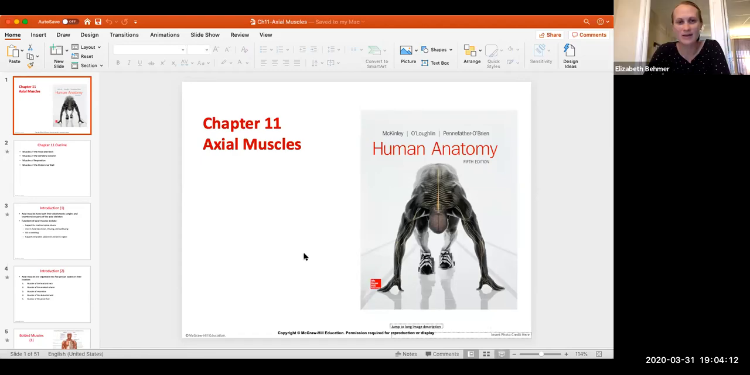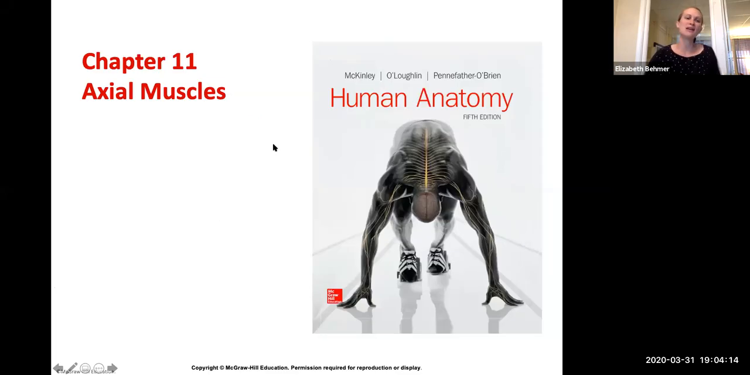All right, so welcome. If you're joining us online later, we're going to talk about chapter 11. This is the axial muscles. You guys will have a quiz on all of the muscles found in your Lab 3 exam study guide on Thursday, and I'll open up that quiz at 8 p.m. after we do another live lecture on chapter 12, the appendicular muscles.